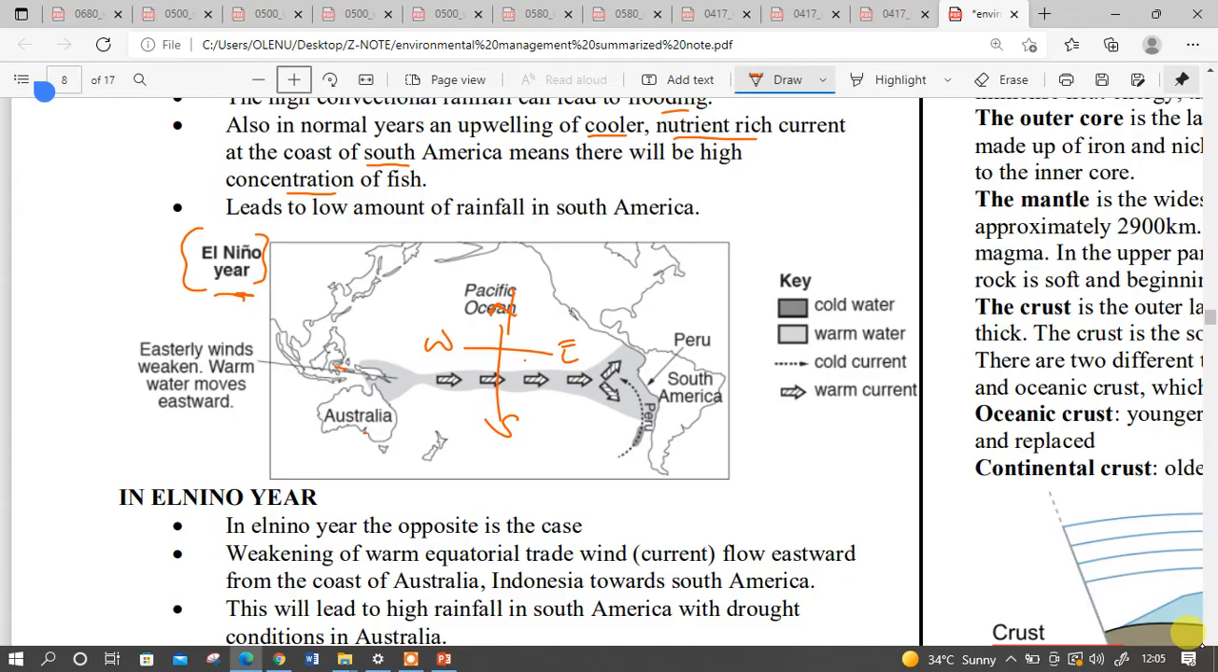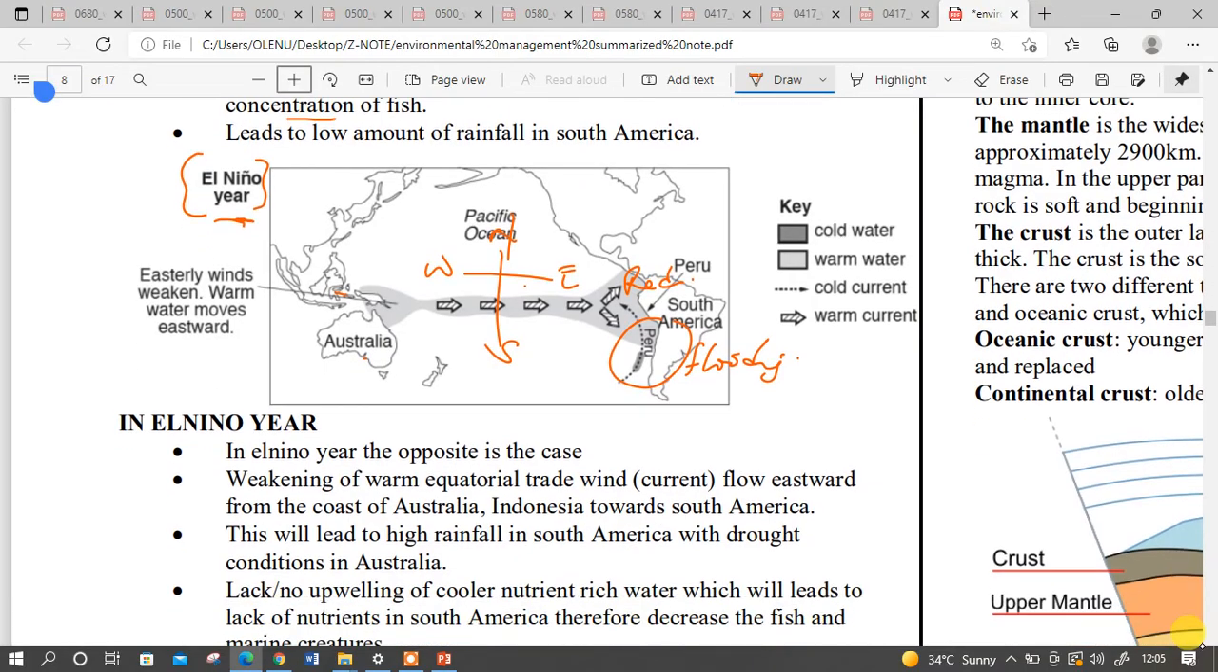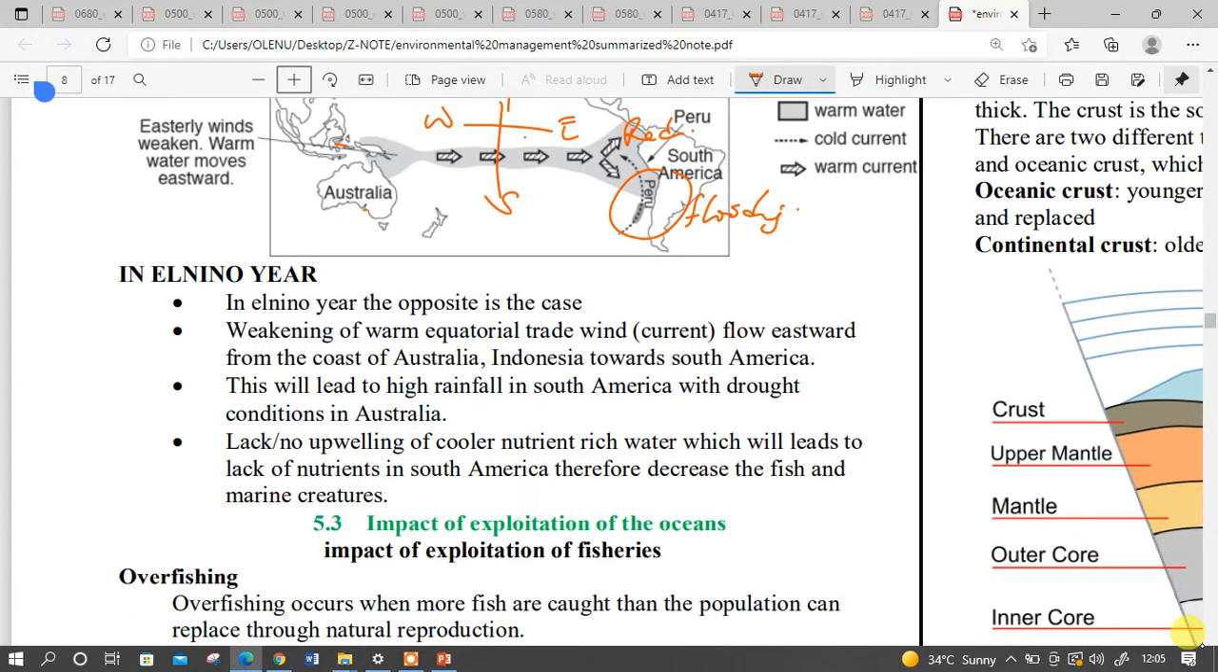So the warm equatorial trade wind will now lead to a high amount of convectional rain in the coast of South America, which can eventually lead to flooding. However, it will now reduce the process of upwelling of the Peruvian current, thereby leading to a reduction in the amount of fish found within the coast of South America. So you see, in an El Nino year, the opposite is the case, weakening the warm equatorial trade wind current. The equatorial trade wind current flows eastward from the coast of Australia and Indonesia towards South America.